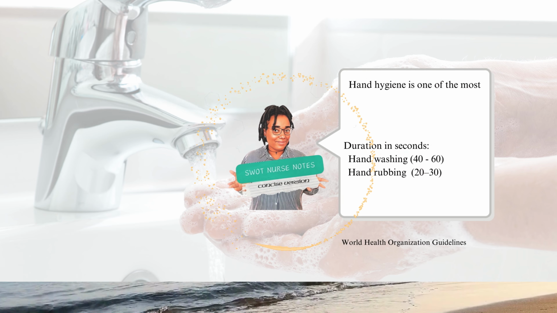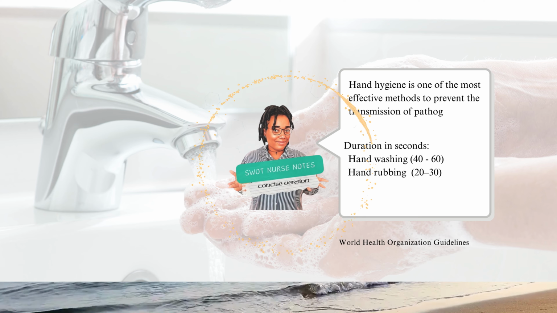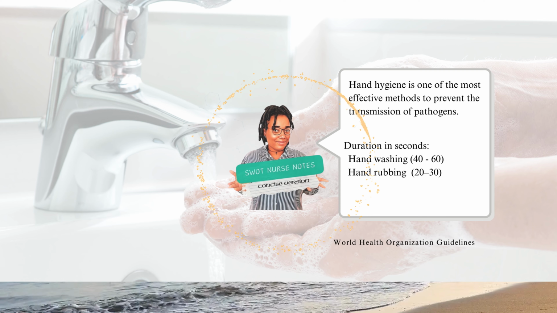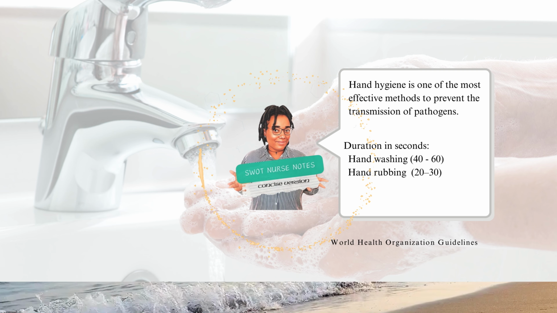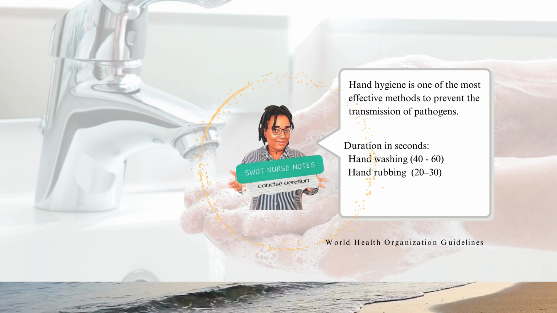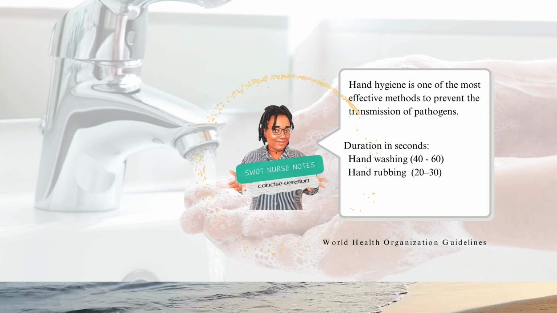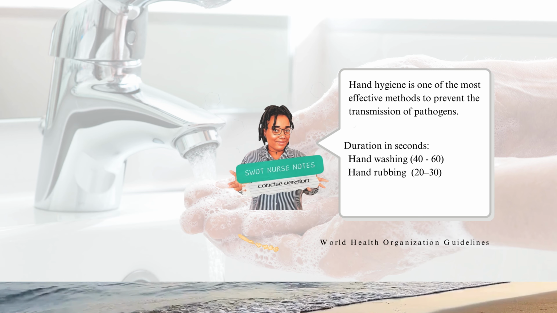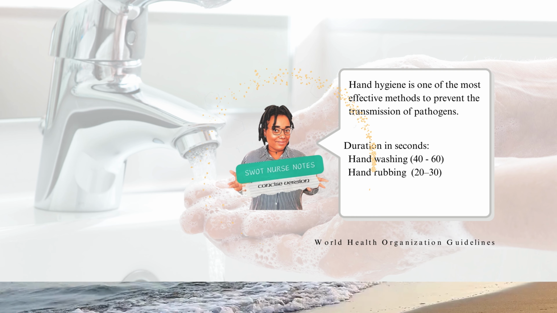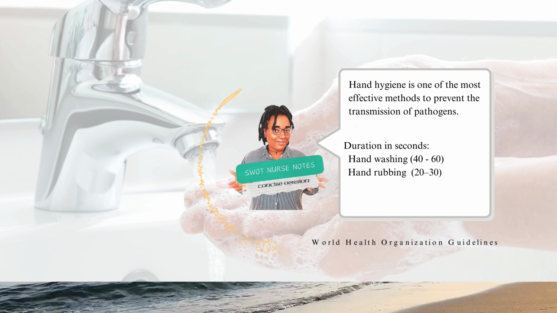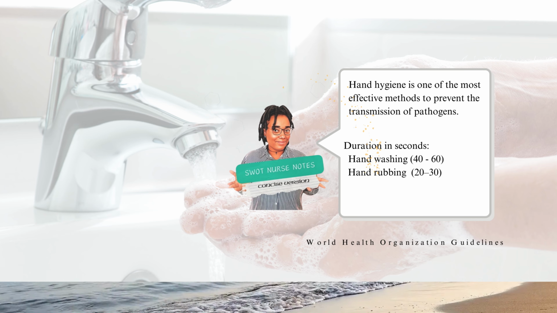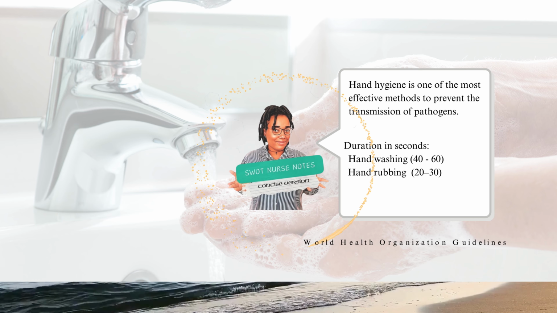Hand hygiene is one of the most effective methods to prevent the transmission of pathogens. Now let's talk about hand washing. According to World Health Organization guidelines, hand washing should be done for 40 to 60 seconds. And yes, it is okay to perform it within 40 seconds. If hands, however, are visibly soiled, it is recommended for 60 seconds. For the use of alcohol-based hand gel, it is required to rub hands for 20 to 30 seconds until dry. Feel free to review WHO standard precautions in healthcare.